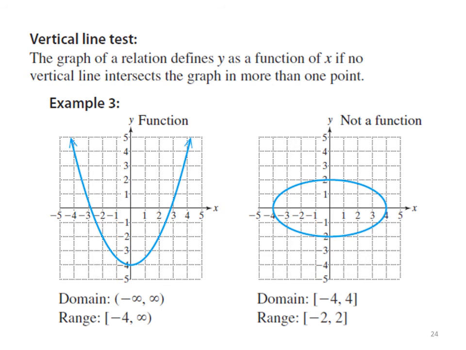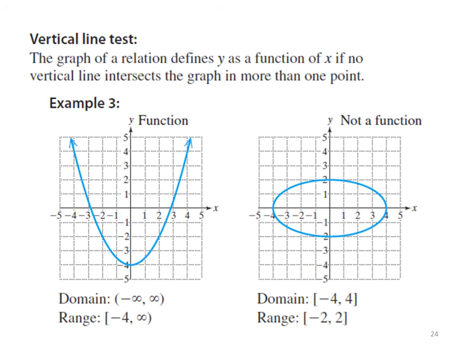If you look at the graph of the relation on the right, first of all, this is a relation. The domain starts at minus 4: all the values from minus 4 to 4, x larger than or equal to minus 4 and less than or equal to 4. This is the domain. The range is all the values from -2 to 2, so y is larger than or equal to -2 and less than or equal to 2.